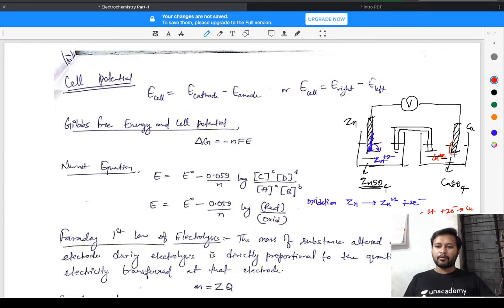So more and more copper will be deposited on this, so it will become thick and this side will become thin. So here reduction is happening. Okay, reduction is happening on this particular side.